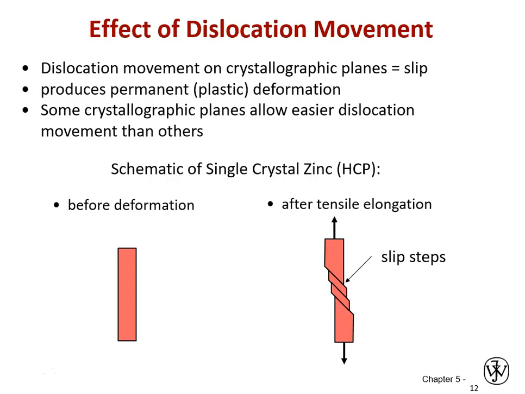If we had a single hexagonal close packed crystal, such as a zinc single crystal, and we started yanking on it in tension, we would get something that looks like the right-hand side of this schematic on this slide, and the slip steps, which would actually be visible macroscopically on the sample, would literally correspond to those close packed planes that we saw with the hexagonal close packed system in our crystallography discussion.